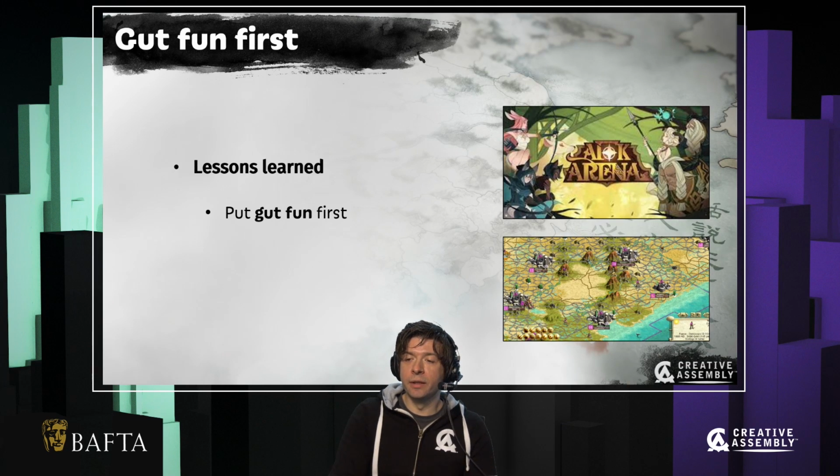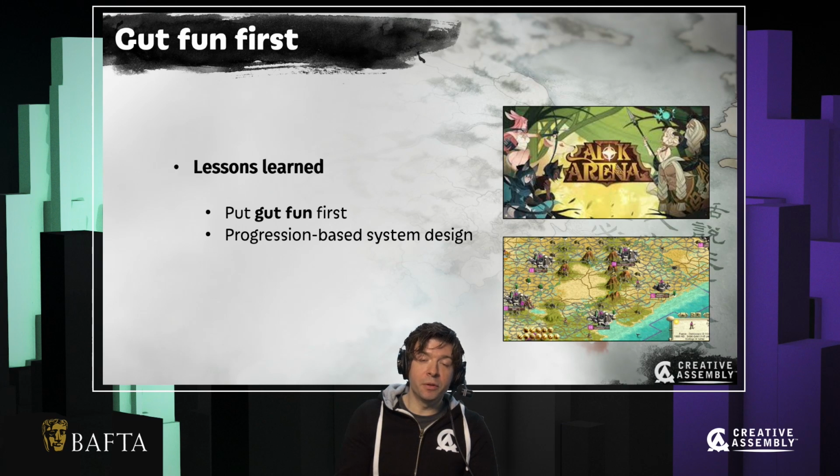So the lesson learned here is definitely to put the gut fun first when we design the systems and the content, to think not just about the cerebral fun from interacting with the game and its systems, but also about the gut fun and the emotional, rewarding feeling. And if you think about it, a lot of strategy games like Civilization have done that for decades now.